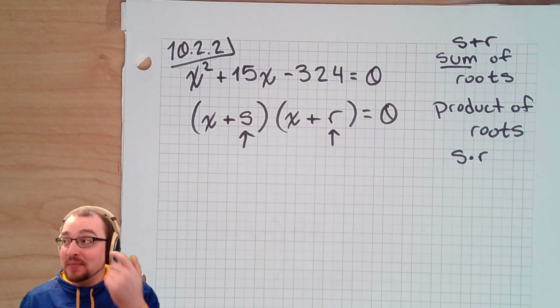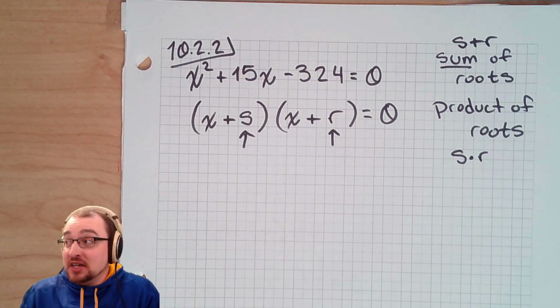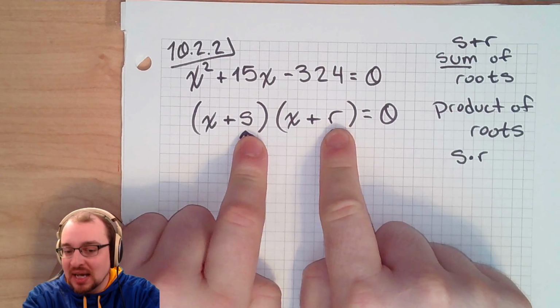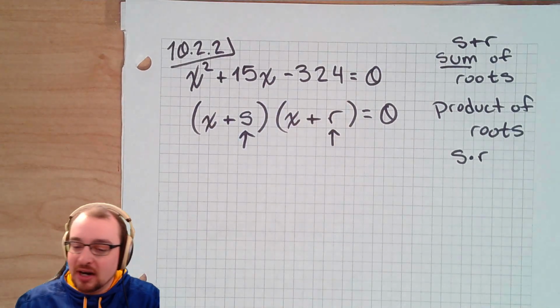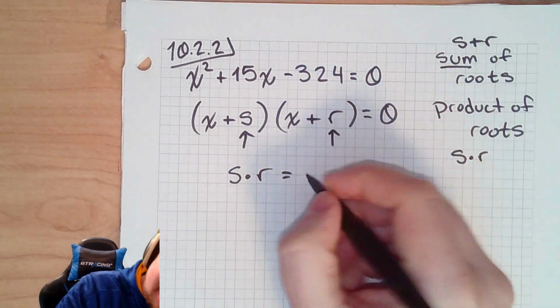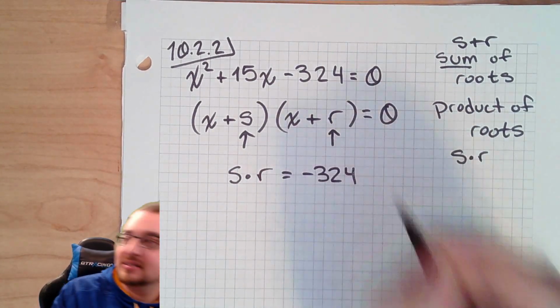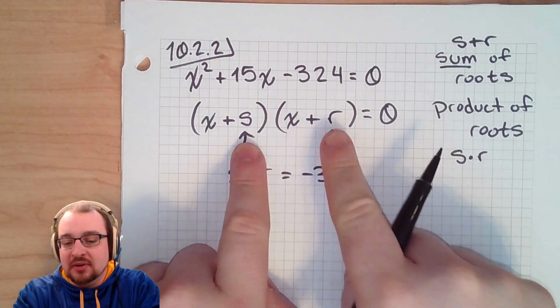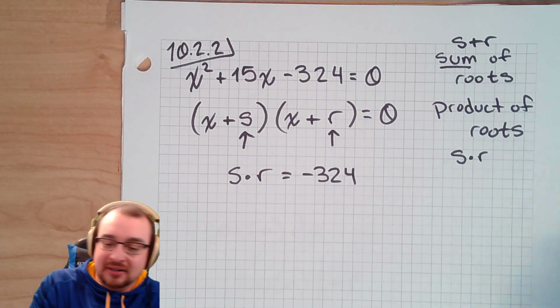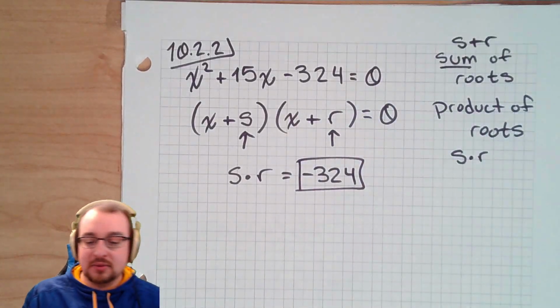So this problem actually gives you the answers for free, because if you think about it, what numbers go here? The numbers that multiply to this. So whatever s and r multiplies to, it has to multiply to -324, right? That's how we would pick them. The numbers that go here multiply to that. So what's the product of our roots? I don't even need to know what the roots are. I know they're going to multiply to this, right?